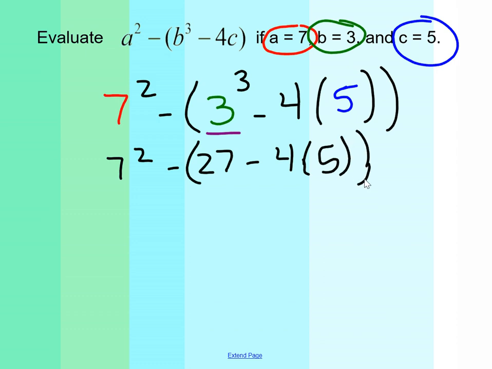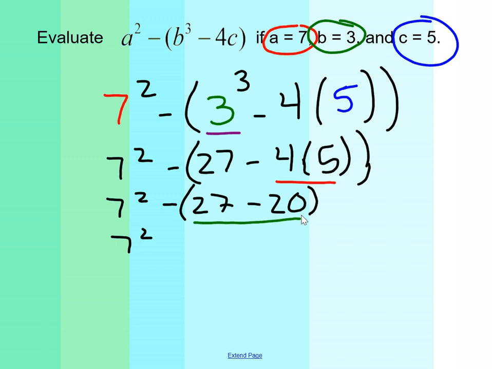Now, I have multiplication inside of my parentheses, so that's going to be my next step. I'm going to say 4 times 5. So I have 7 squared minus 27. 4 times 5 is going to give me minus 20 there. Still inside my parentheses, so I have 7 squared minus 27 minus 20 is going to be positive 7.